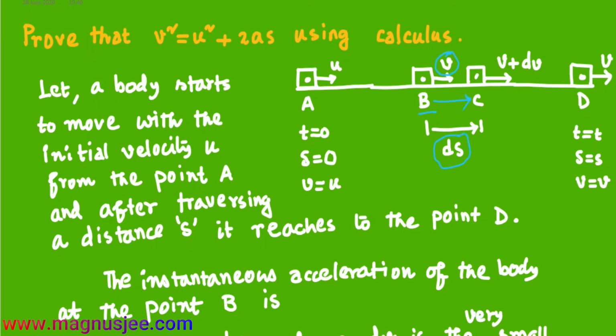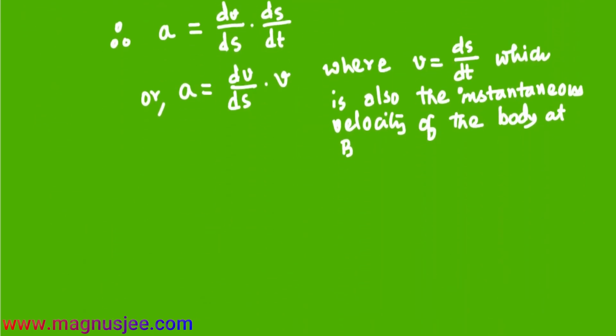When the body moves from B to C, the displacement will be ds, and at the point B the velocity is v, and dt is the small interval of time when it travels from B to C. At the point B, the instantaneous velocity v equal to ds by dt. Therefore, v dv equal to a ds.